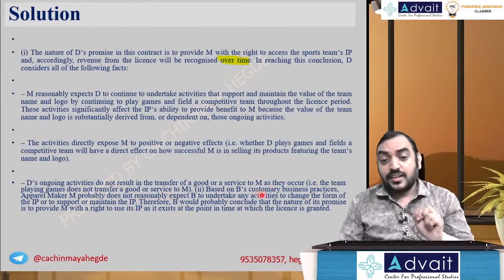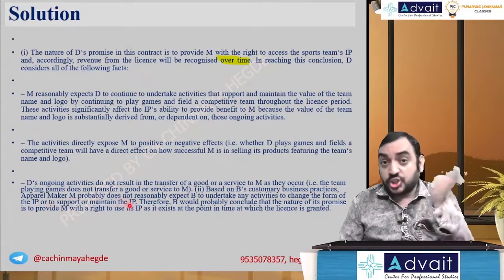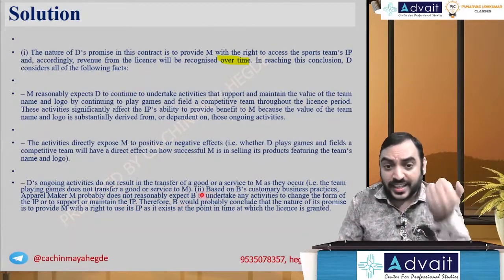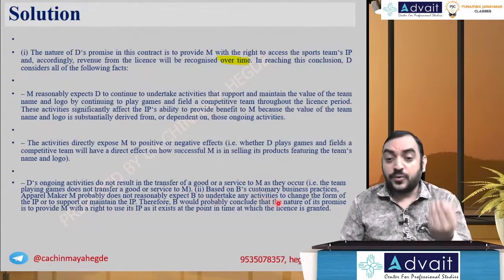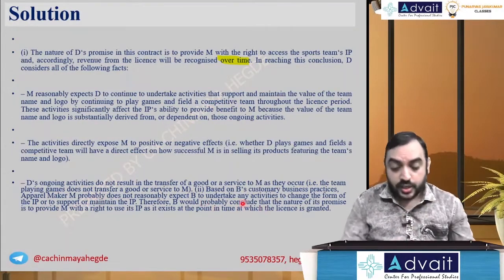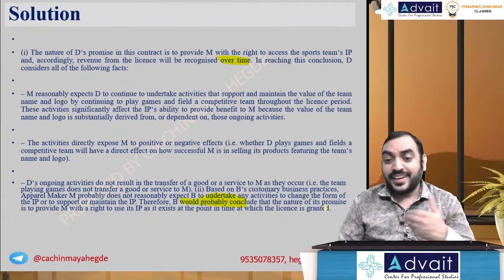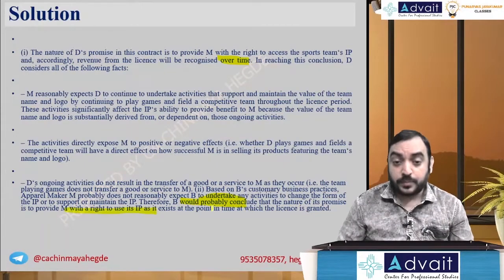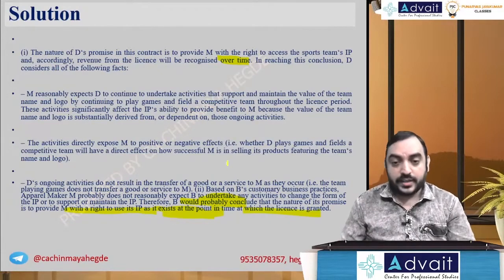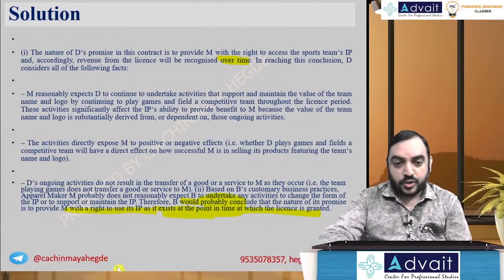Based on D's customary business practice, in the second situation, the apparel maker probably does not expect, since the team has not been playing games for many years, any activities to change the form of the IP or to support and maintain the IP. Therefore, D would probably conclude, since I think we need more clarity so that you can use the words in the exam, that the nature of its promise is to provide M with the right to use the IP as it exists. That is, no further activities. You can conclude it's a point in time, the license is granted at a point in time. Okay, so hope you got the point. I'll go further.